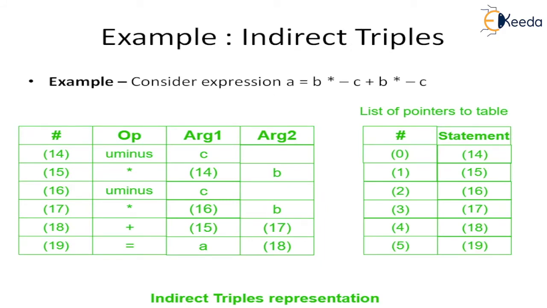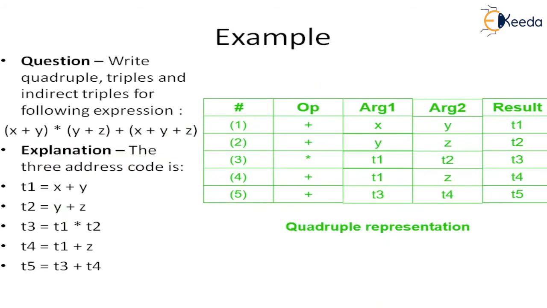So how can we represent the indirect triple representation? We can consider the same example and from that we can represent the triple representation. The only extra point is that it contains a list of pointers to the table. Just look at the list of the pointers to the table. This table is the same as the previous one, only the list of pointers is different. Just consider this. So in this way, we can represent it. This is another example which shows the quadruple, triple, and indirect triple.